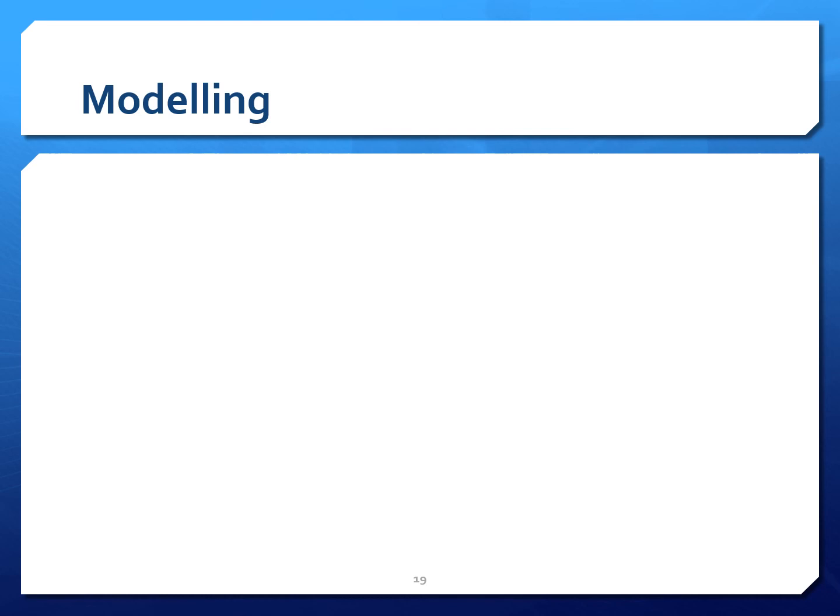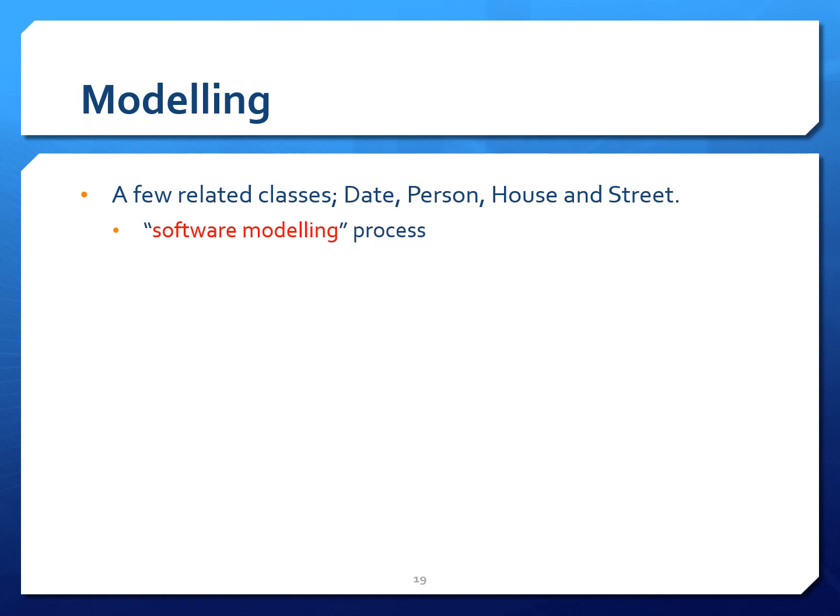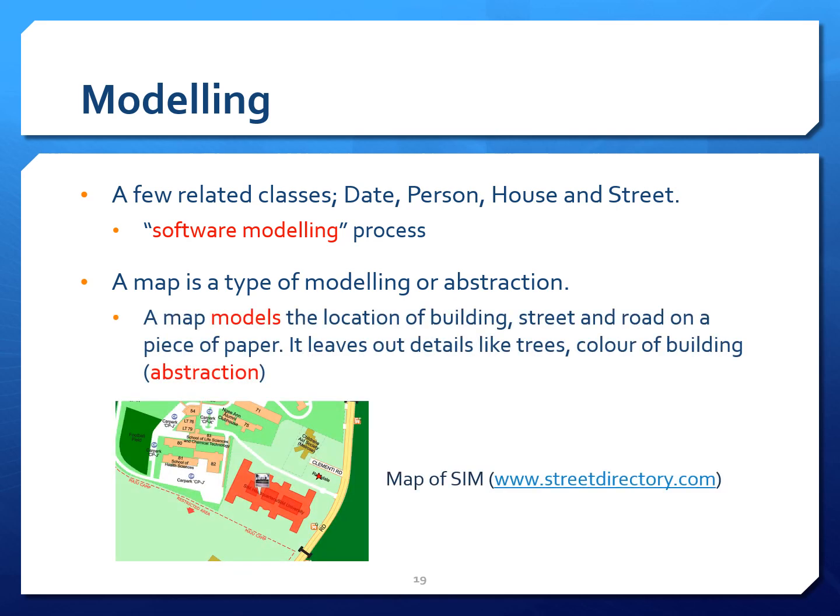So far we have coded a few related classes: Date, Person, House and Street. This is in fact a software modeling process. A map is a type of modeling or abstraction. A map models the location of buildings, streets and roads on a piece of paper. It leaves out details like trees and the color of buildings.